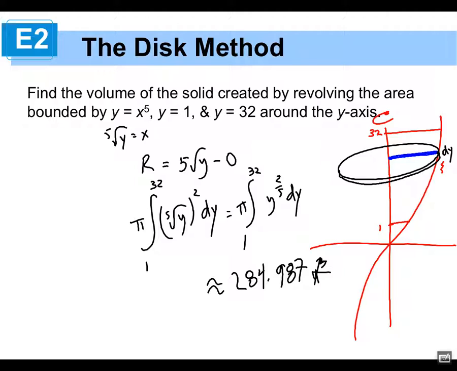Okay, so question number 1. Is your rectangle touching the axis of revolution? Yes. Is your rectangle perpendicular to the axis of revolution? Yes. Therefore, we're using the disk method. Pi r squared times dx or dy.